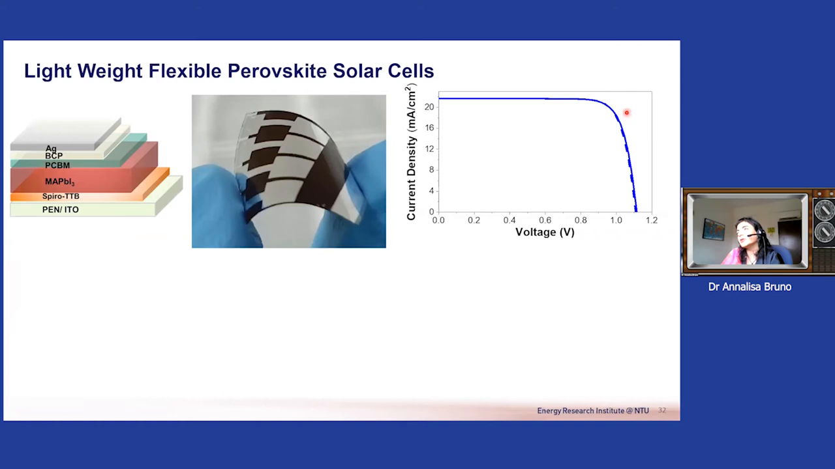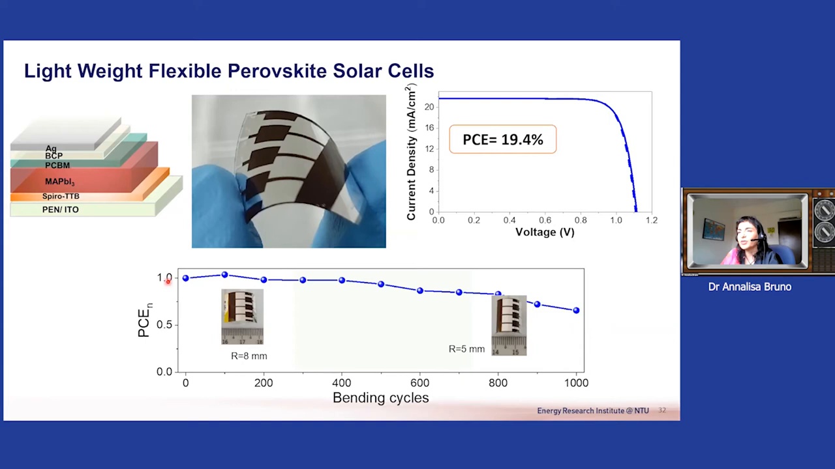And also as a proof of concept, we demonstrated that this technique is very versatile, and we also demonstrate a flexible device with efficiency about 90%. And this is how the efficiency is maintained the more you bend it, because of course, if you have a flexible solar cell, you want it to be bent. And this is quite good resistance of the cells for 1,000 bendings.